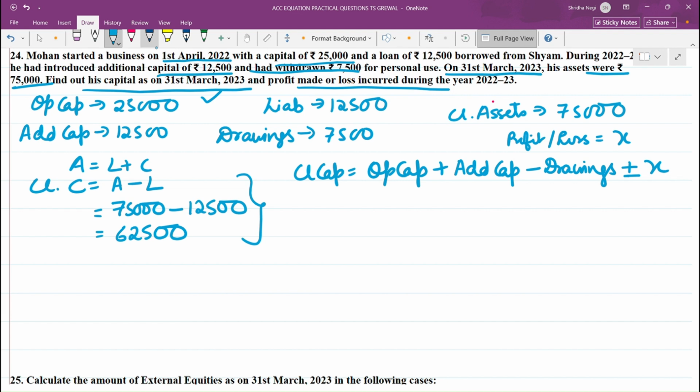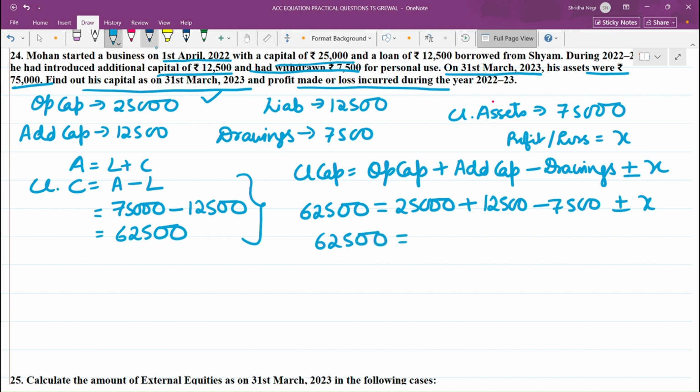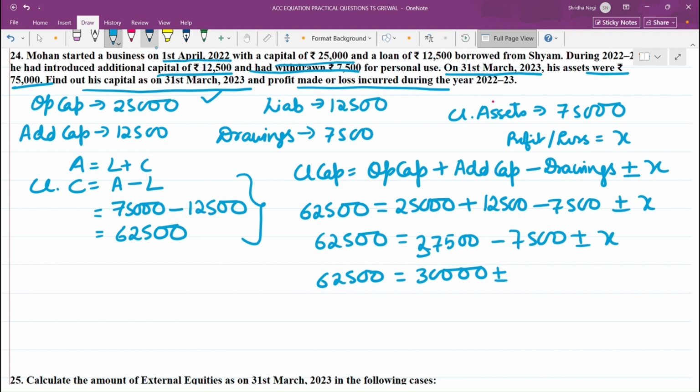So that is why I have written plus minus. Let us see. ठीक है, तो what is the closing capital? We already know 62,500. Opening capital is 25,000. Additional capital is 12,500 and your drawings is 7,500 plus minus X. ठीक है, तो यहाँ पे हो गया 62,500 is equal to how much? इन दोनों को ऐड करेंगे, 37,500 minus 7,500 plus minus X, which is the profit or loss. So 62,500 is equal to 30,000 प्लस माइनस X.